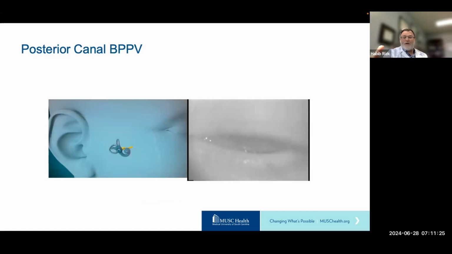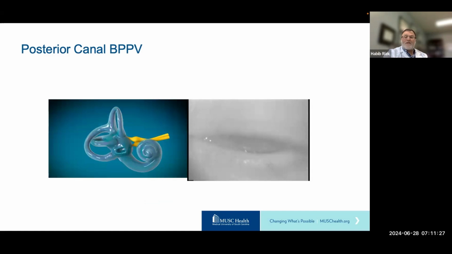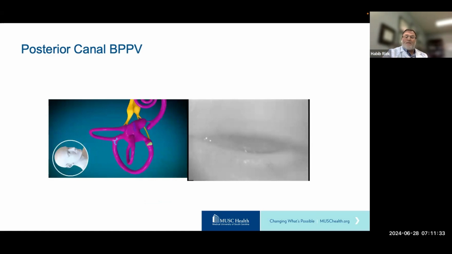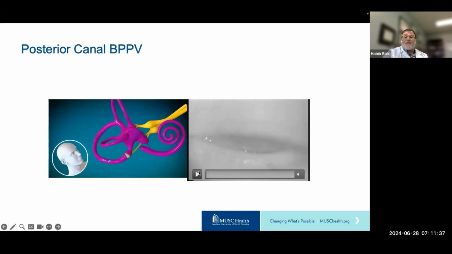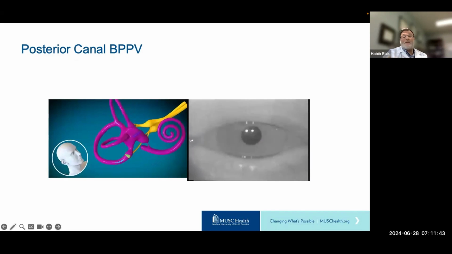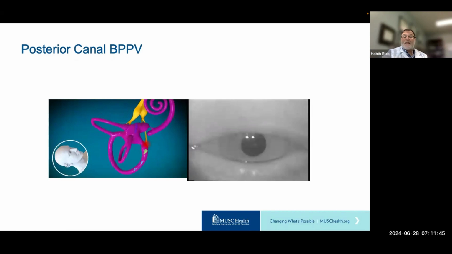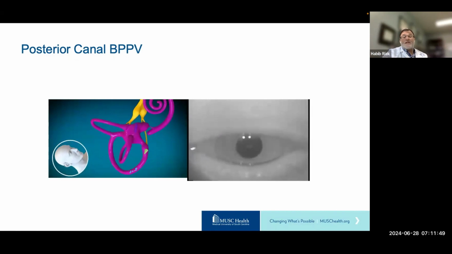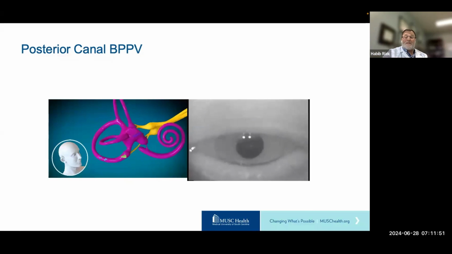So according to the third law of Ewald, once the crystals fall into the posterior semicircular canal, when you put the body and the head in the triggering position, there's a flow of endolymph away from the ampulla that would lead to a significant stimulation, leading to an upbeat torsional geotropic nystagmus. And then when you sit back up, there should be a reversal of the nystagmus to a downbeat, opposite beating nystagmus.